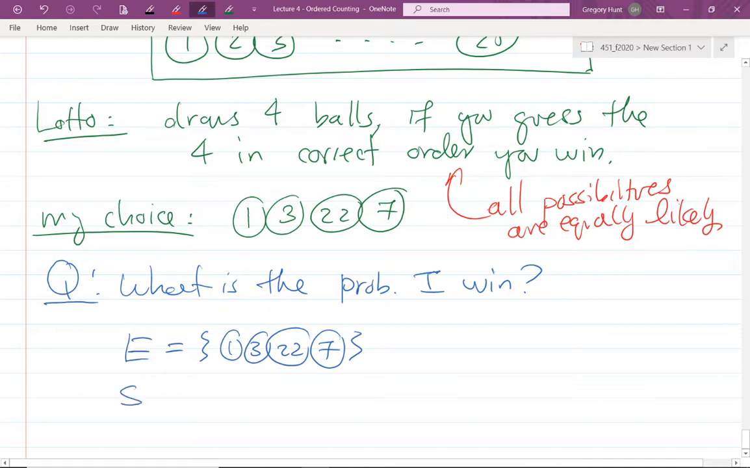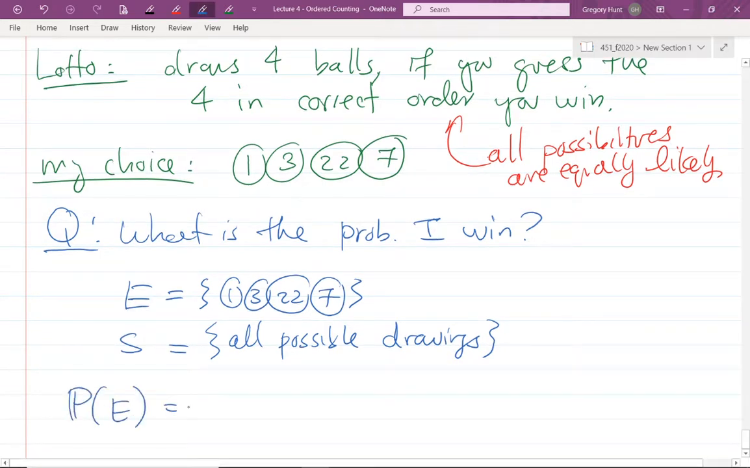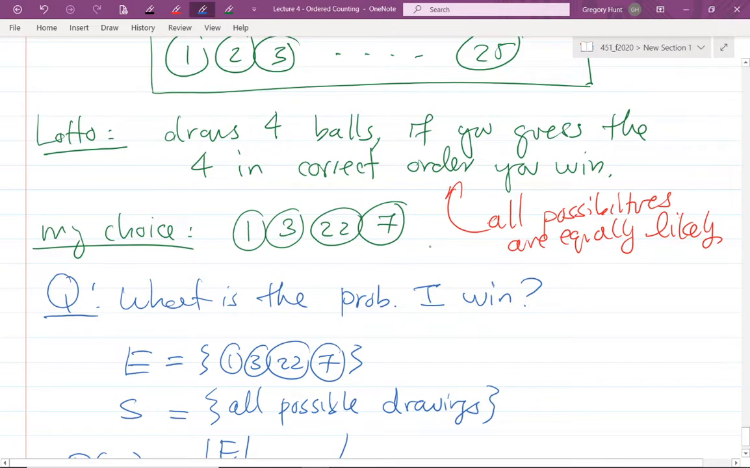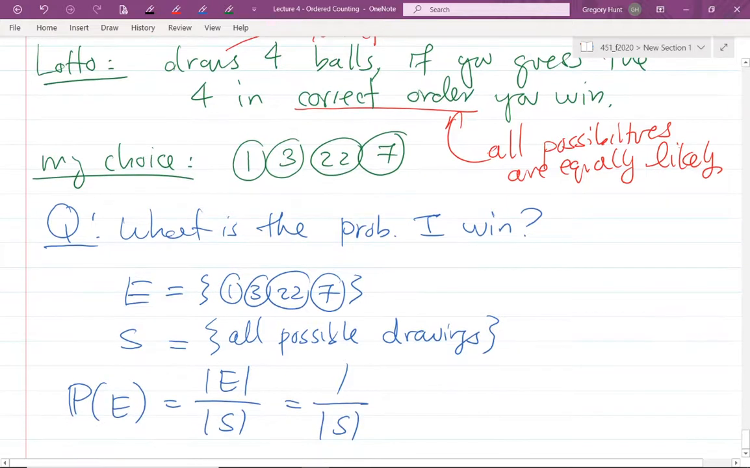And the sample space, I would say, is all possible drawings. So this is another problem. If everything's equally likely, let's back up here and say that the probability of winning is the number of things in E over the number of things in S. There's one way of winning, which is that it comes up exactly 1, 3, 22, 7. Then I need to figure out how many possible ways we can get these different drawings. I'm stipulating that you don't draw the same ball twice, so let's say draw without replacement. And I care about the ordering because you have to get them in the correct order. This is basically sampling without replacement, and I care about ordering.